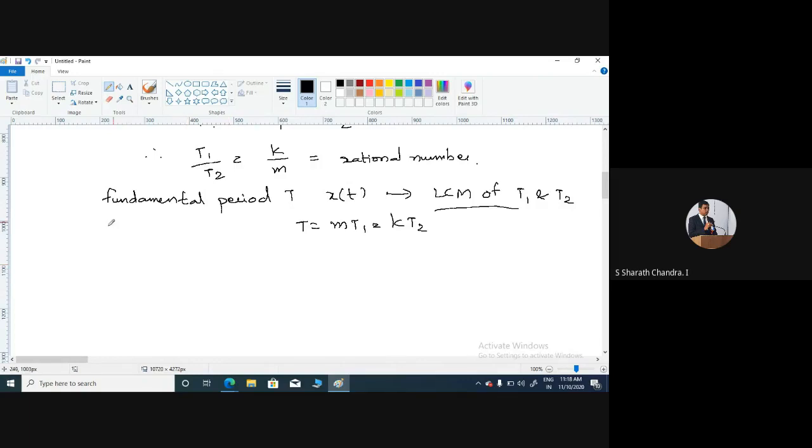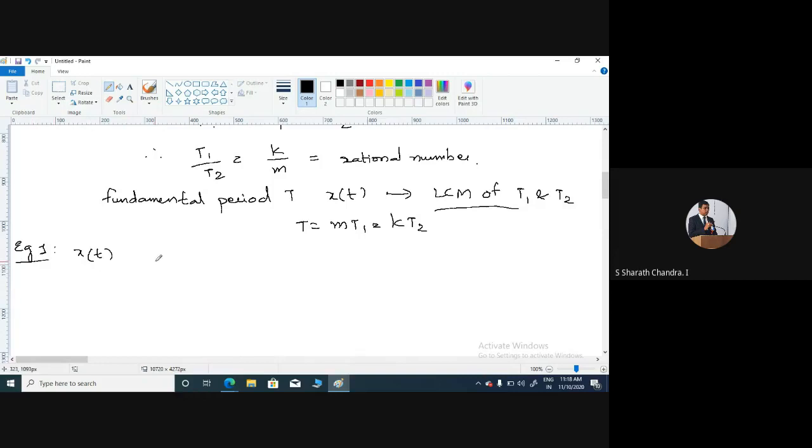So now we shall proceed further to check these conditions for some signals, for some examples, and check whether they are periodic or not. And if they are periodic, we'll also find out their fundamental periods. So let us consider example 1.